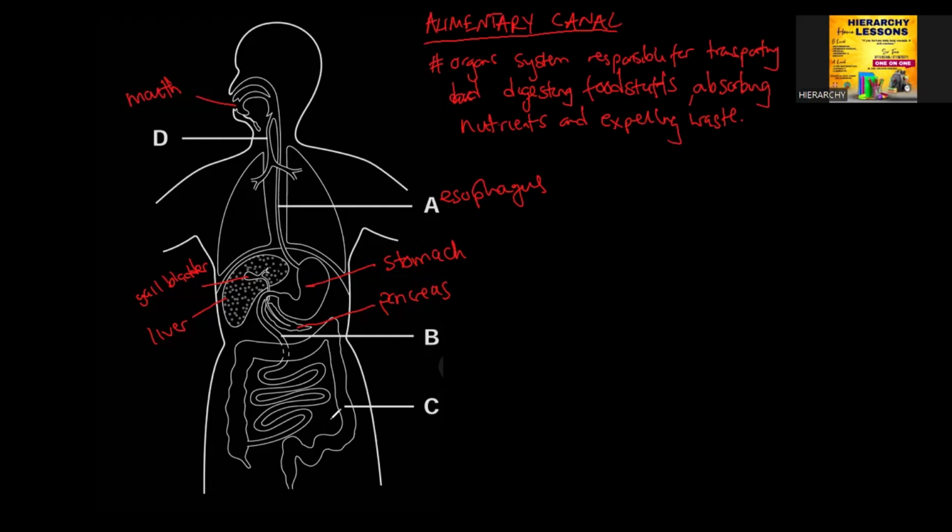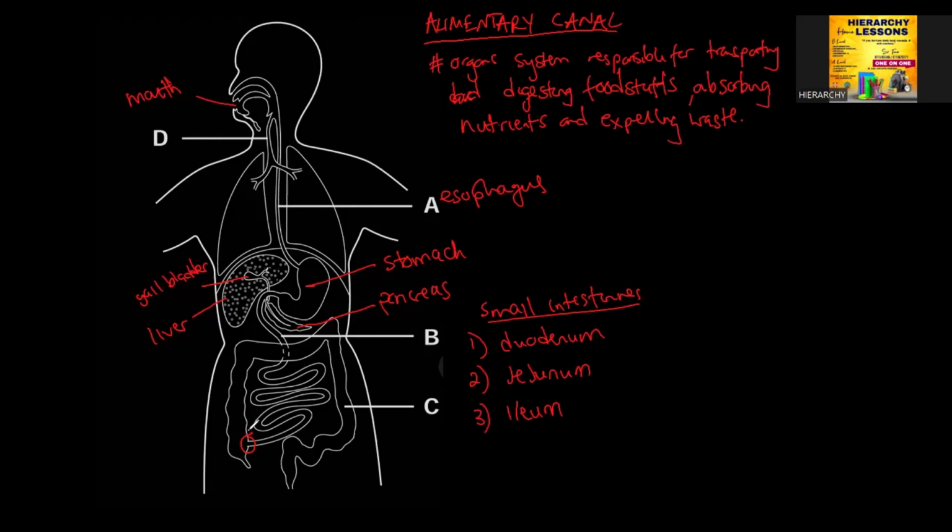The small intestines are divided into three parts. The first part is called the duodenum, the second part is the jejunum, and the third part is called the ileum. Here, this is called the ileocecal junction, where the small intestine, the ileum to be specific, joins to become the large intestine.